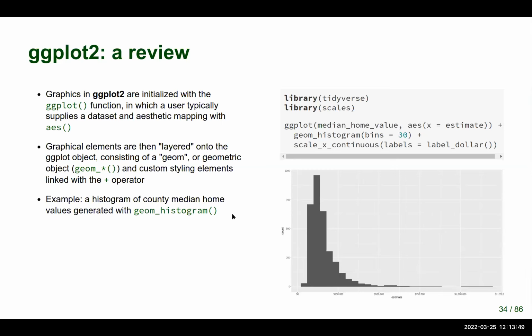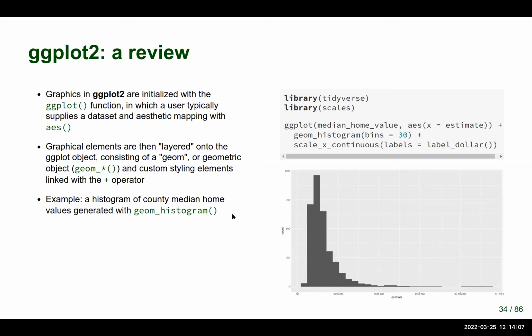You then layer on additional elements. Once you specify an aesthetic mapping, you tell ggplot2 how to draw shapes on your plot using a geom, short for geometric object function. And then you can style your plot accordingly.